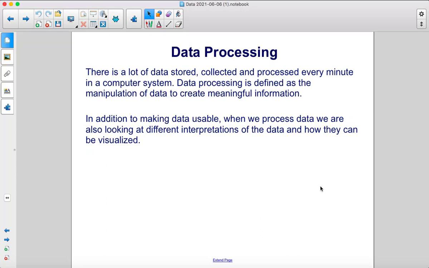There's a lot of data stored, collected, and processed every minute in a computer system. Data processing is defined as the manipulation of data to create meaningful information. In addition to making data usable, when we process data, we are also looking at different interpretations of the data and how they can be visualized.